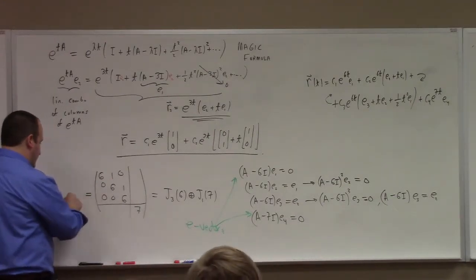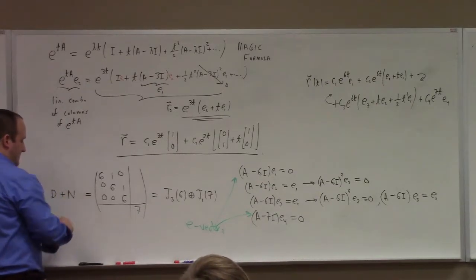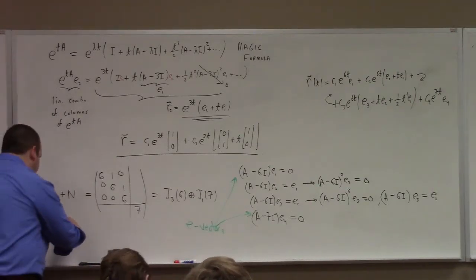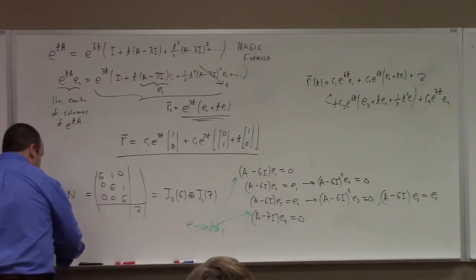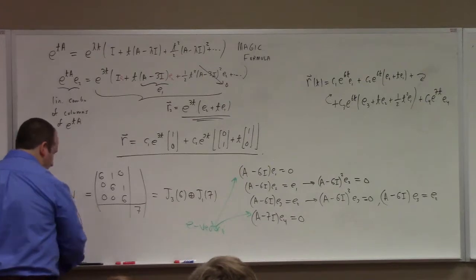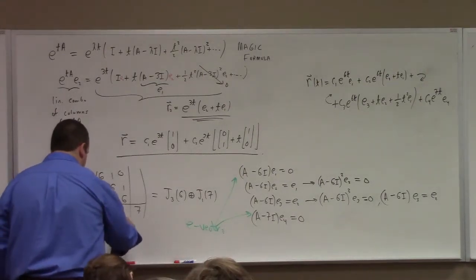So this is equal to a diagonalizable piece plus a nilpotent piece. I forget what letters I used in the homework. Did I use D and N? Yeah. So here, the diagonalizable piece is 6, 6, 6, 7 with zeros elsewhere. The nilpotent piece is everything else.